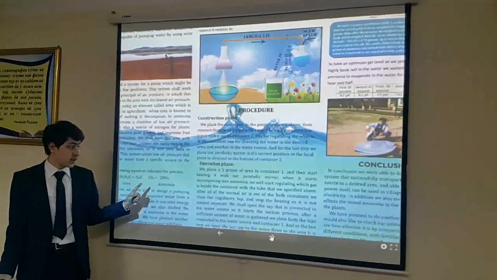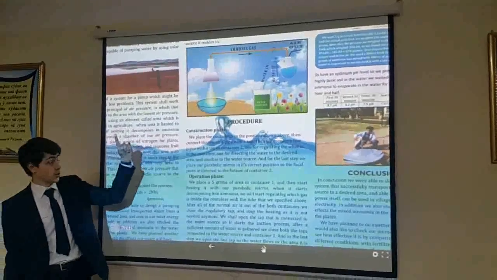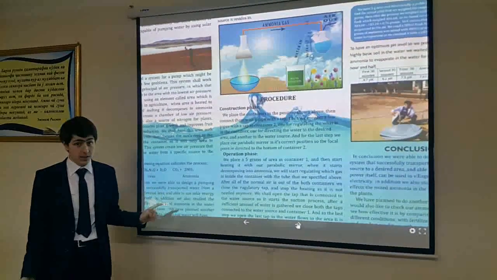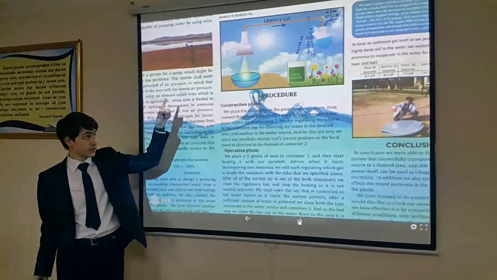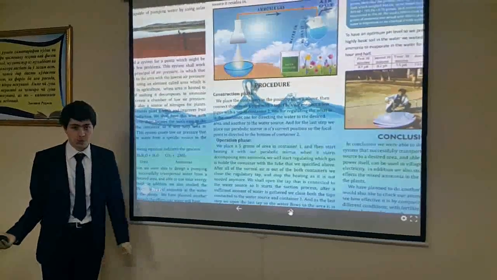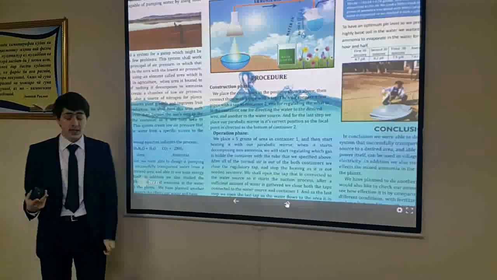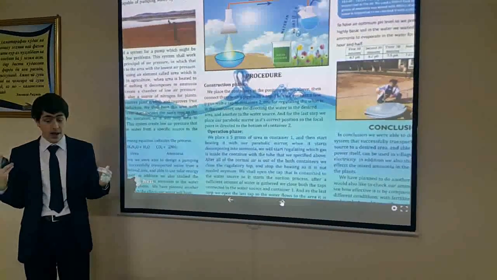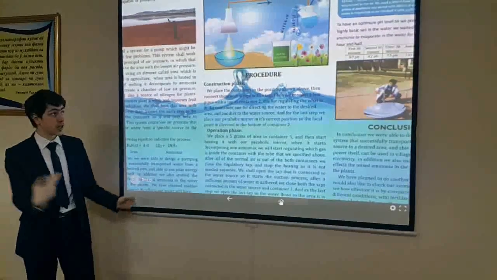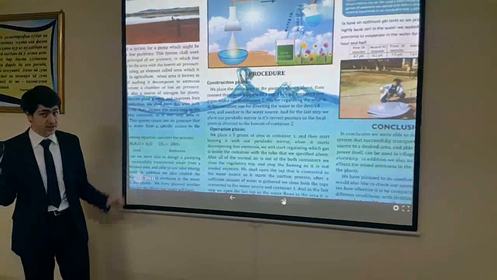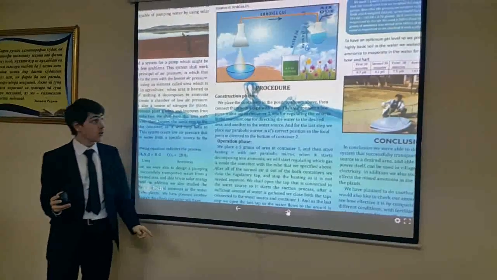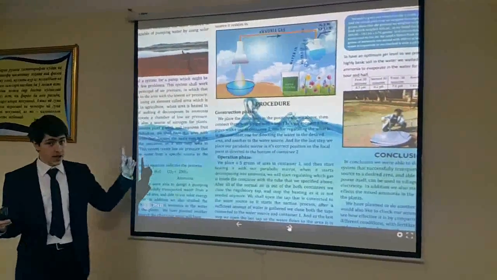Now our operation phase. We placed 5 grams of urea into container number 1 and started heating it with our parabolic mirror. As the urea started decomposing, we opened the first tap, connecting the 2 containers. Then we opened the regulatory tap. Why do we need to open the regulatory tap, you ask? Well, the ammonia needs to push out whatever air was inside the 2 containers at that time. After the ammonia has sufficiently pushed out all the air and only ammonia exists inside these 2 containers, we close the regulatory tap. Then we open the water source tap.